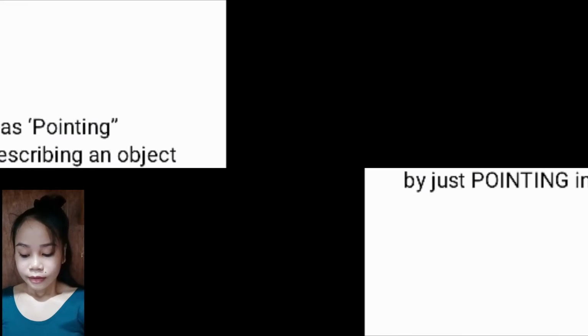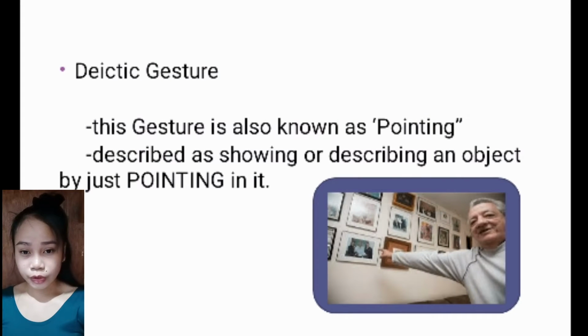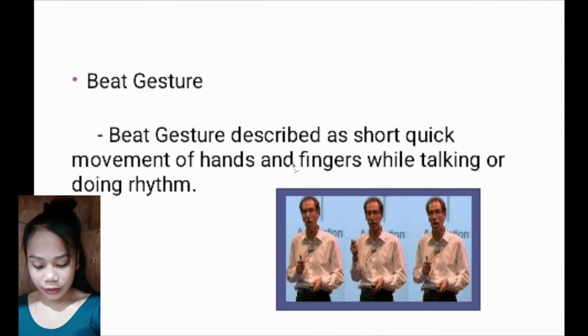Meanwhile, deictic gestures are a common group of gestures that mean pointing. This can easily be seen with children that extend their index finger or any body part to single out an object of interest. The third one is beat gesture.